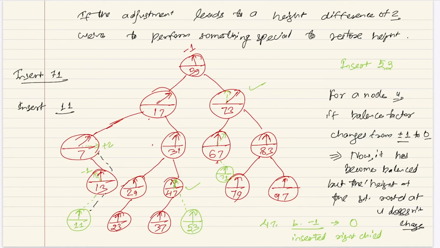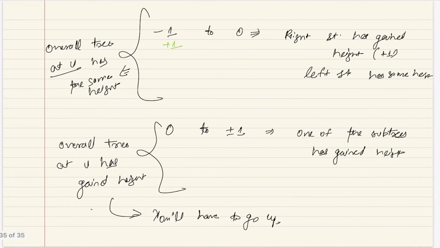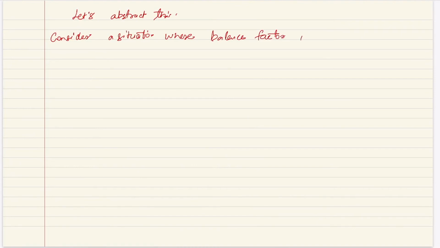Let's try to abstract it out, like what would happen in the general case when we are going up. Let's abstract this. So you consider a situation where a balance factor of, let's say, -2 or +2 is detected at a node.